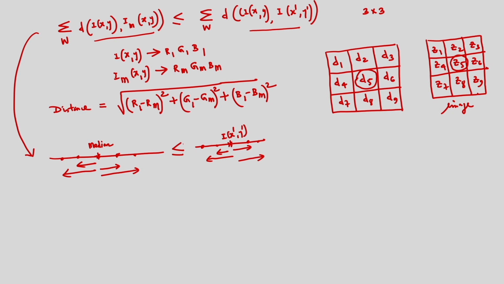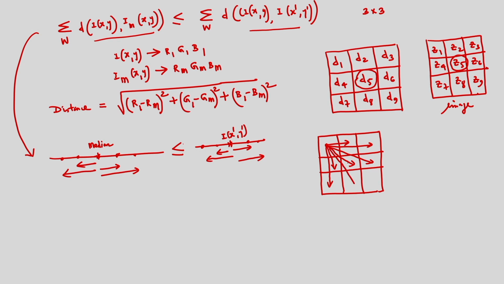So, how to calculate the distances? What is the distance D1? Suppose I am considering the distance D1. I can find the distance between this pixel and all the neighboring pixels like this. The distances I am computing in terms of the RGB values. So, I am calculating all the distances corresponding to this pixel, and after this I am taking the summation of this.